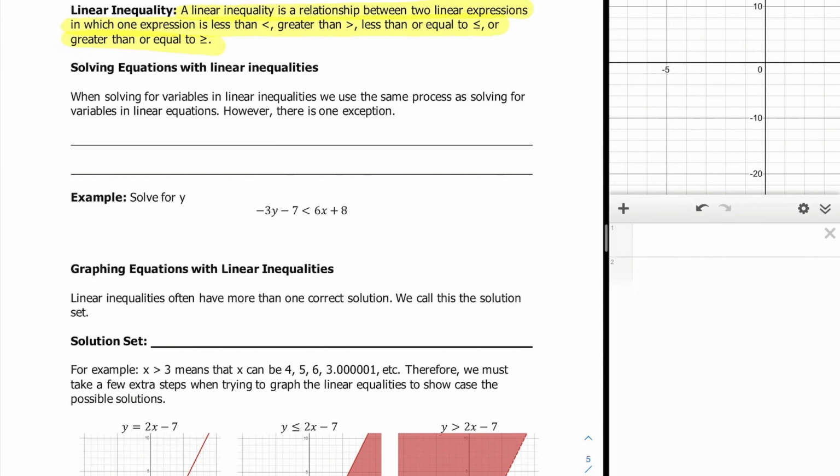Okay. When we're dealing with linear inequalities, we deal with them in a very, very similar manner to how we deal with linear equations, except there is one exception, and that exception is when multiplying or dividing both sides of an inequality by a negative number, the direction of the inequality changes.